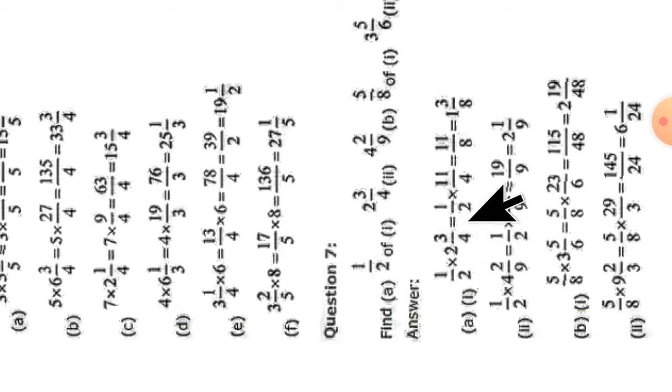So 1 upon 2 into 11 upon 4. So 11 1s are 11 and 4 2s are 8. Divide 11 by 8, you will get 1 integer 3 upon 8.